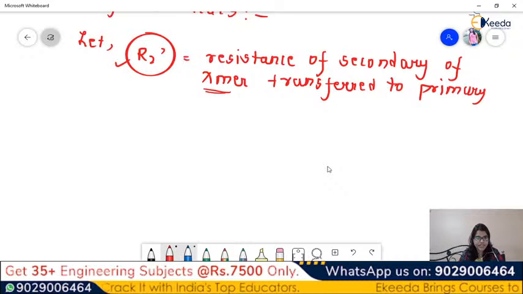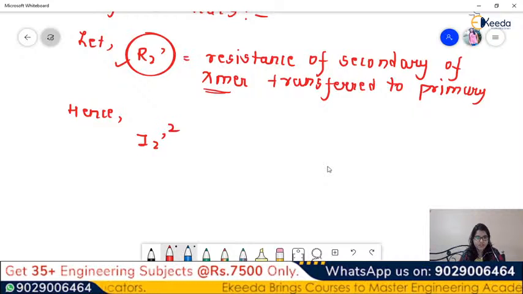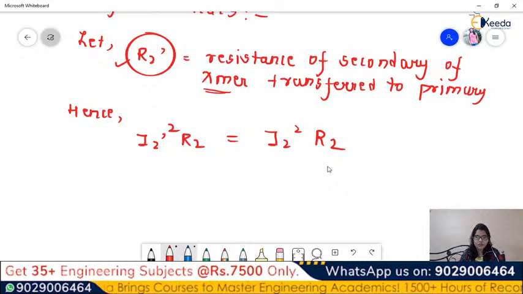So because of this, we can write I1 square R2 dash is equal to I2 square R2, sorry, R2 dash. Why? Because we have transferred the resistance of the secondary to the primary side. That is what we are going to do. When we are transferring this value of the resistance from secondary to primary, it is not going to change anything. It will have the same effect as if it was present on the secondary side. Now from this, what can we do? Therefore, R2 dash will be equal to, let us take this I2 dash square on this side.